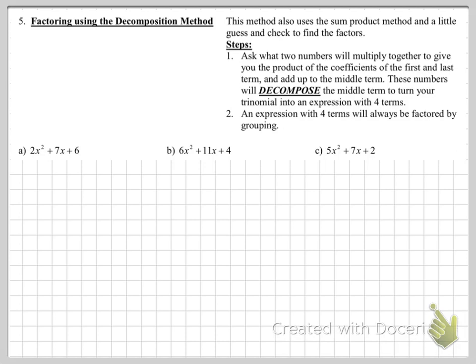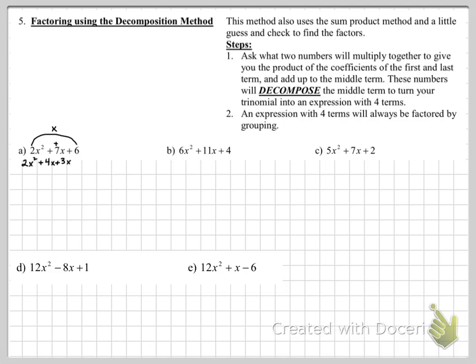Let's look at our first one. 2x squared plus 7x plus 6. Notice here we're going to find 2 numbers that multiply together to give us 12 and add up to 7. Hopefully you can see that that's going to be 4 and 3. So 2x squared plus 4x plus 3x plus 6 is what it's going to factor into. Now I can take the GCF out of the first 2 terms, and that would be a 2x. So I'd write that as 2x times, and when I divide, I'm going to be left with 1x plus 2.